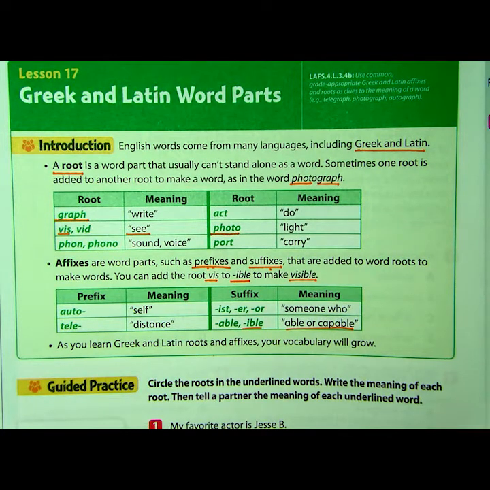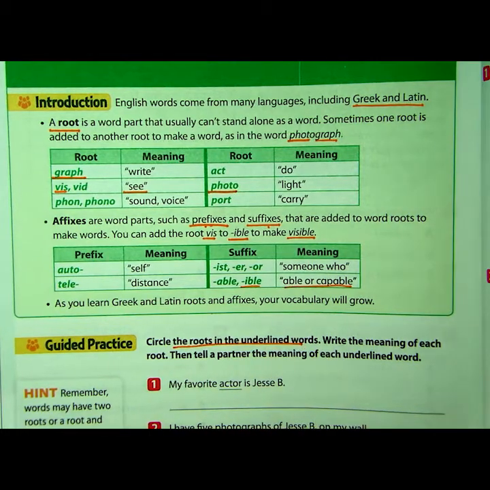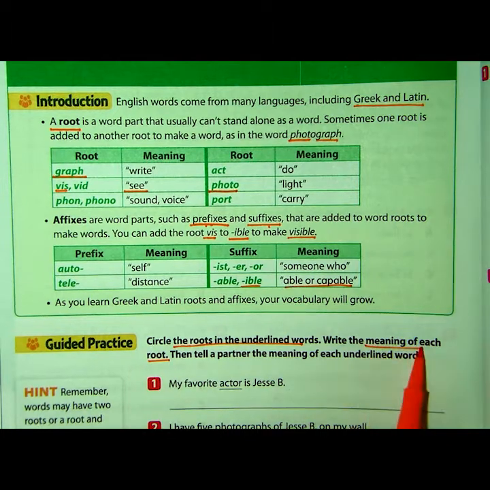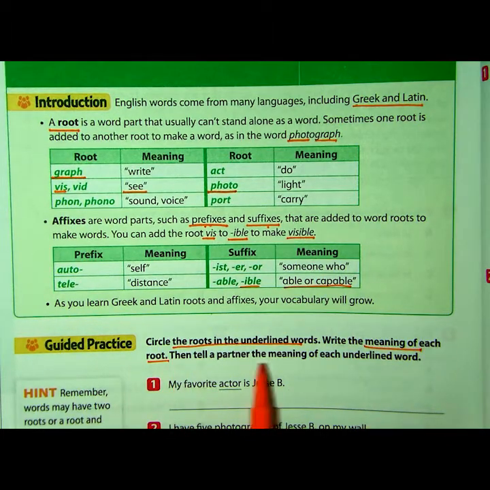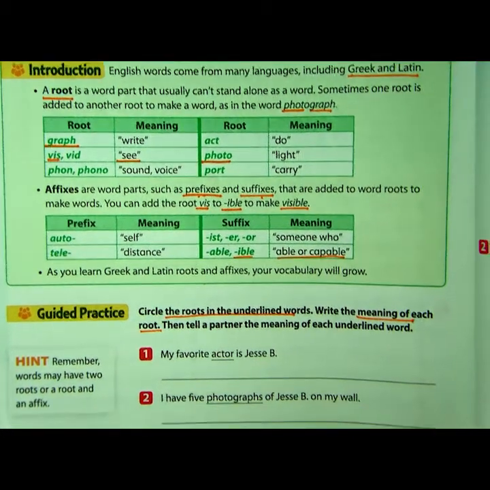So what we have here are a couple different examples that we're going to take a look at today. We are going to circle the root in the underlined word. Then we are going to write the meaning of each root. And then instead of telling a partner what the meaning of the underlined word is, we're just going to discuss it in this video. So let's take a look at sentence number 1.